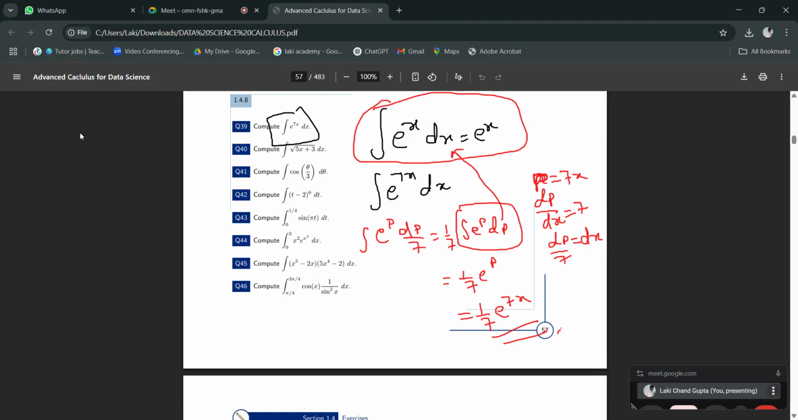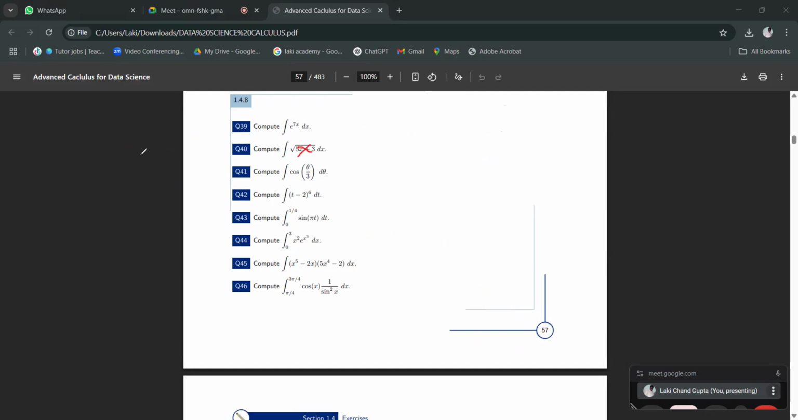So whenever x is replaced by ax plus b, always consider it as another variable. Let's consider u, t, or anything. For example, in this case, root x is not given. Root 5x plus 3 is given. So consider what? You want to integrate root 5x plus 3. But root 5x plus 3, let's consider this as t.